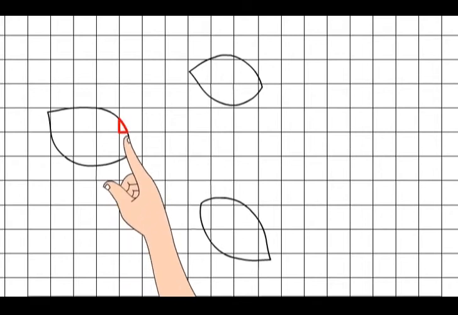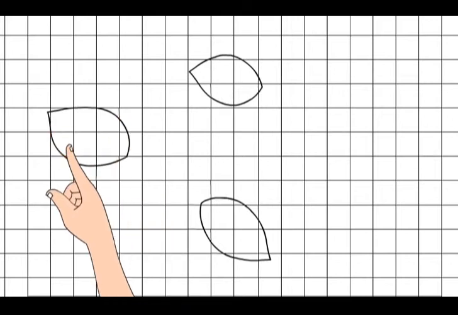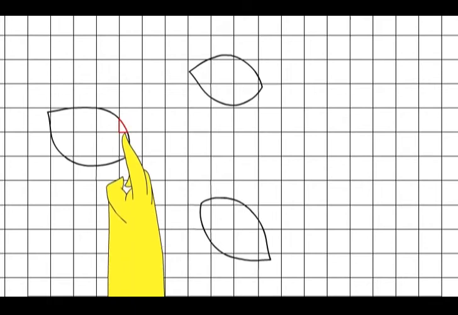Now let's count the number of squares each leaf covers. If the square is less than half, like this, we will leave it. We will not count it. But if it is more than half, we will count it as 1. Okay, we will leave it if it is less than half of the square. Oh, then it is so tiny like me. We will not count it.